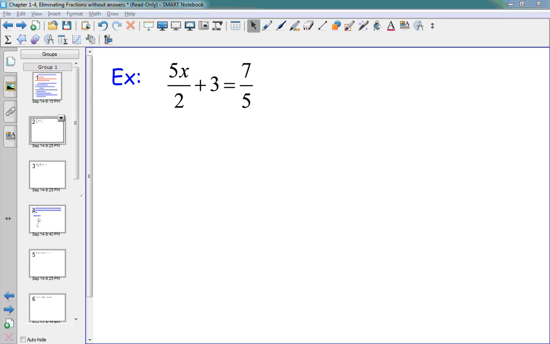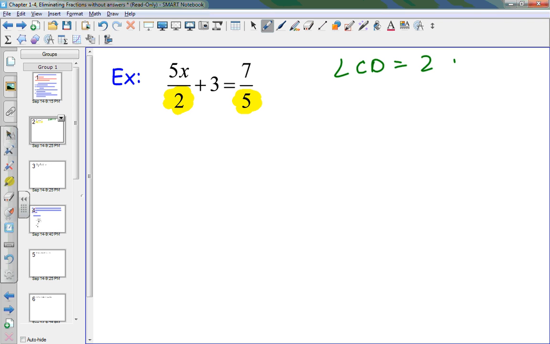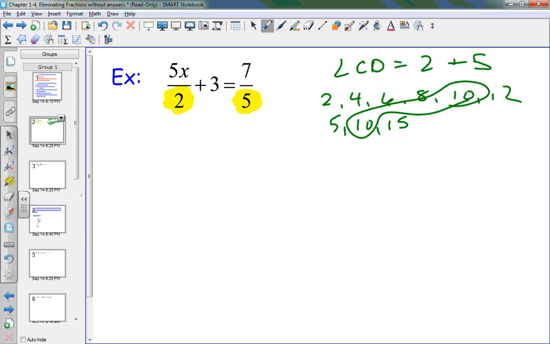So I want you to locate your little fractions, and now I want you to find your least common denominator between them. Well, how do we find the least common denominator? Well, a least common denominator between 2 and 5 is found by doing your lovely little multiplication table. We see 2, 4, 6, 8, 10, 12. Then we see 5, 10, 15. What's the first number that they have in common? 10. The 10 is the very first number that they have in common. So what is my LCD here?